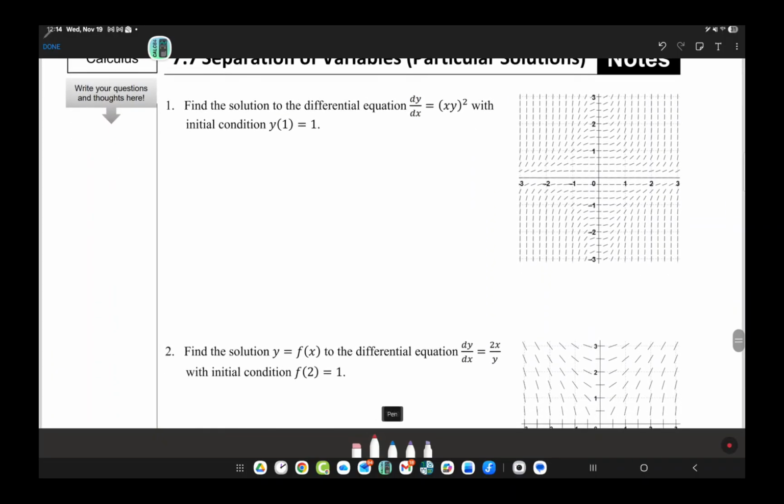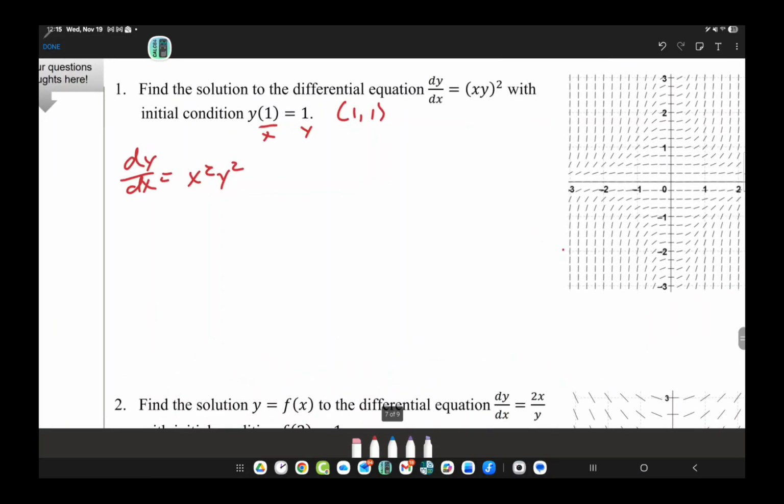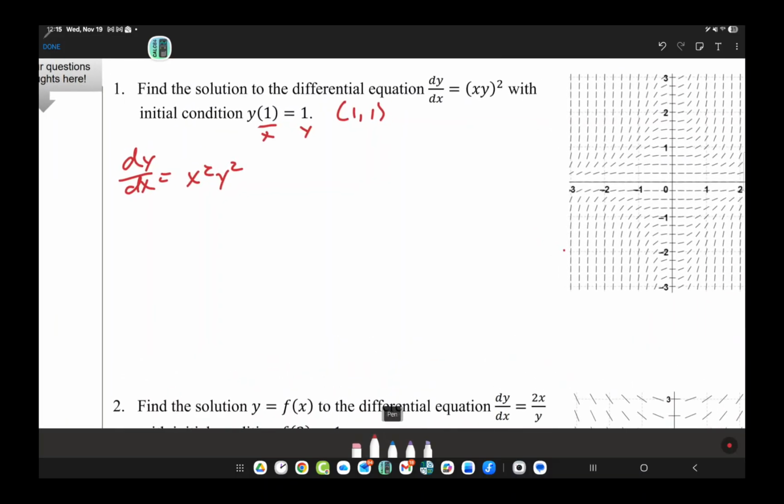Okay. So we're going to do the same thing. The difference here is we are going to be actually solving for c in this case because they give us a coordinate, x, y, so 1, 1. So let's go ahead and do the separation of variables, but before we do that, we do need to square the x and the y, so dy over dx equals x squared y squared. That's going to give you 1 over y squared dy equals x squared dx. Now you can write that if you want as y to the negative 2 to make the integration a bit easier.